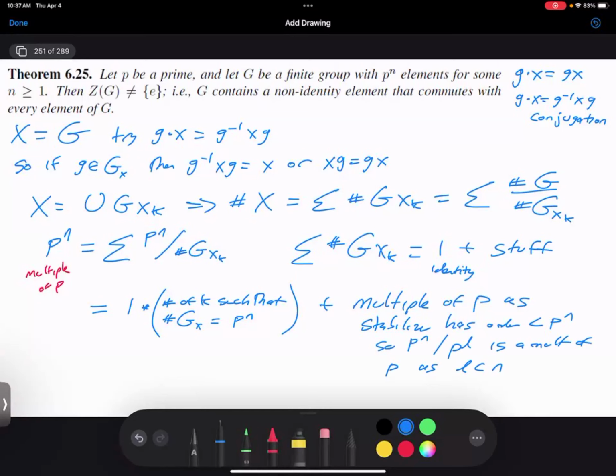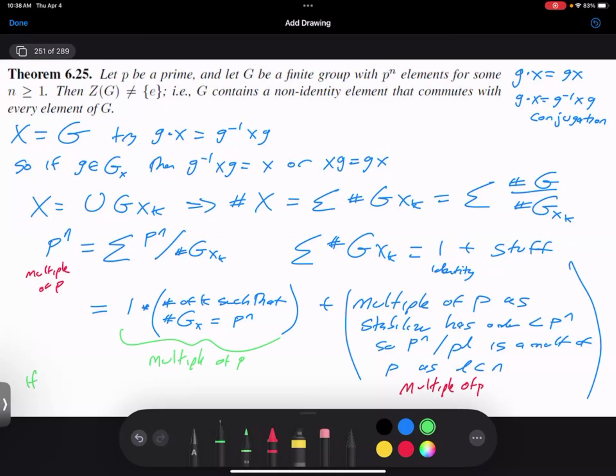So if you think about what's going on, we know there's at least one element whose orbit has just one element. And if the stabilizer is all of G, then that's going to give us a 1. And if the stabilizer is smaller than G, it's going to give us a multiple of p. So because the left-hand side is a multiple of p, and this is a multiple of p, what can you tell me about this? Multiple of p.